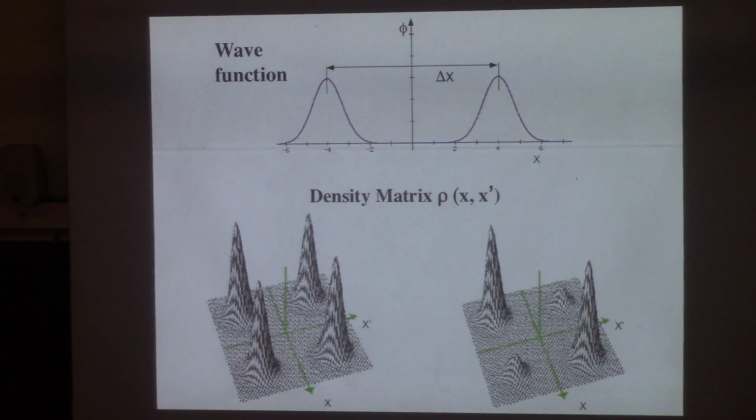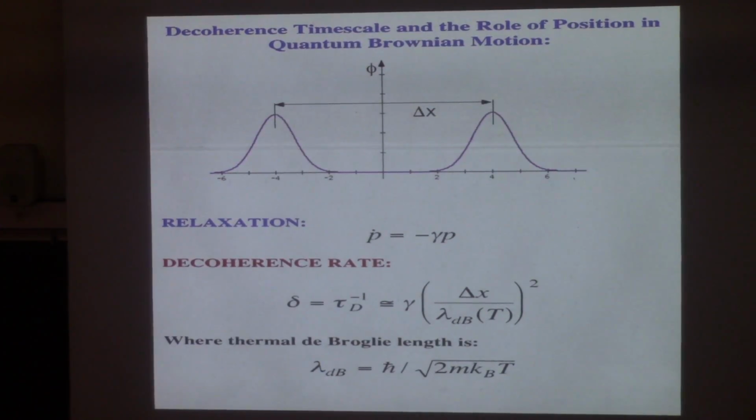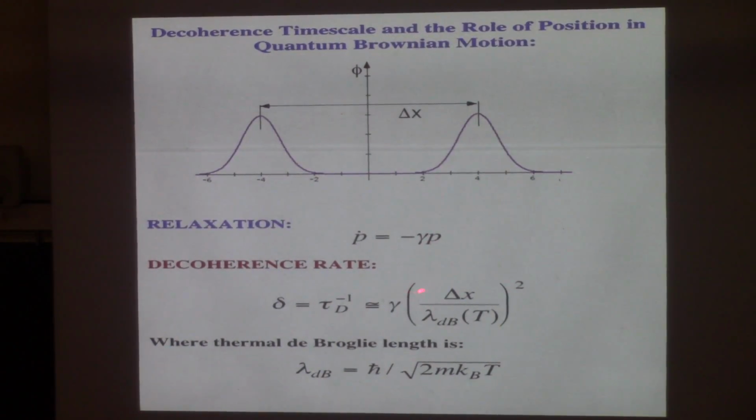Question, of course, how quickly does it happen? And for this we can come back to the equation. Turns out, for this equation, you can express the decoherence rate, the rate at which off-diagonal terms get depleted, in terms of how quickly energy or momentum get lost from the system. So gamma is the damping coefficient. Decoherence rate is given by gamma times something.